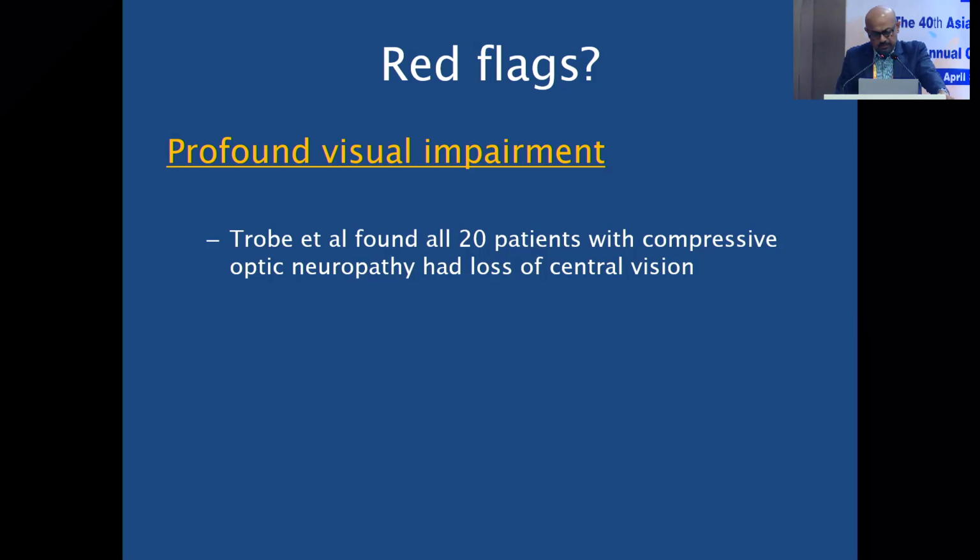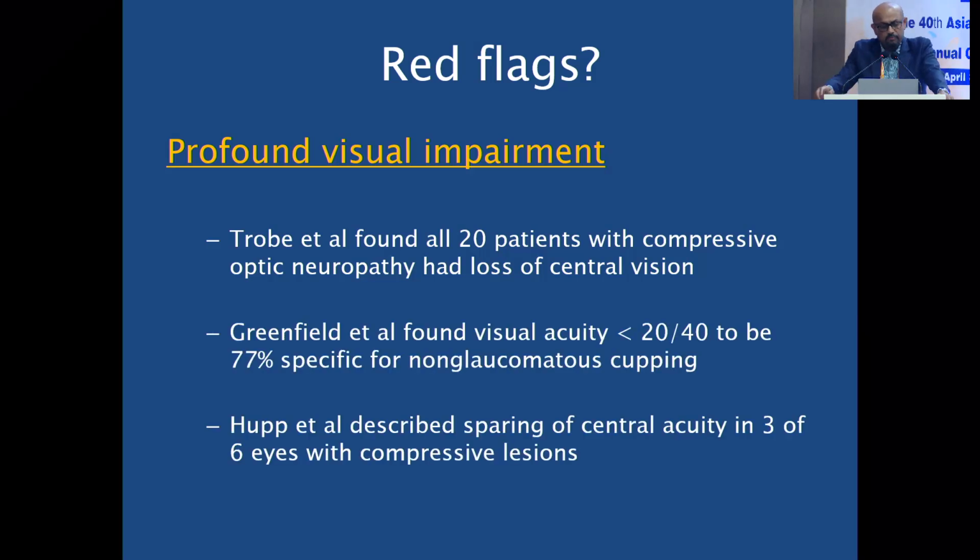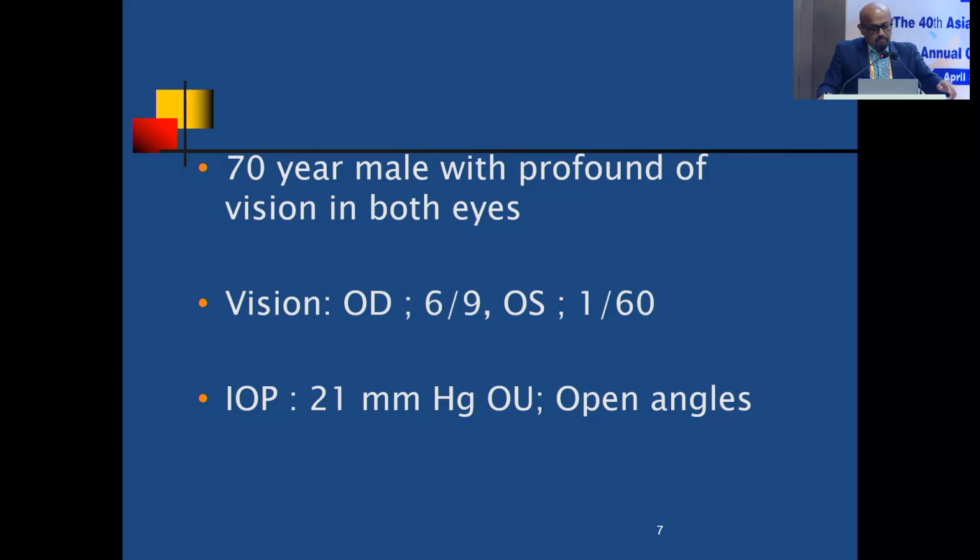So these are some of the studies which proved that Jonathan Trope found that 12 patients with a compressive optic neuropathy had a loss of central vision, obviously, as a presenting feature. While Greenfield et al. found that visual acuity less than 20/40 showed, in 77% of his series, cupping which was non-glaucomatous. One more case scenario.